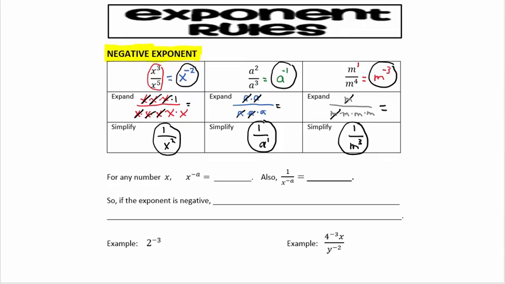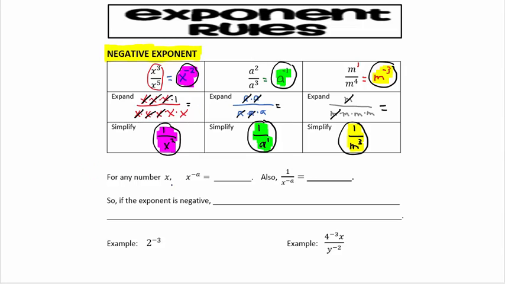So if I look at what I did, x to the negative 2 and 1 over x to the second have got to be the same thing. A to the negative 1 and 1 over a to the 1 are the same thing. And m to the negative 3 and 1 over m to the 3 are the same thing. So this leads me to my rule. If I notice, all I did was take the top part up here and move it into the bottom of my fraction and change it to a positive exponent.